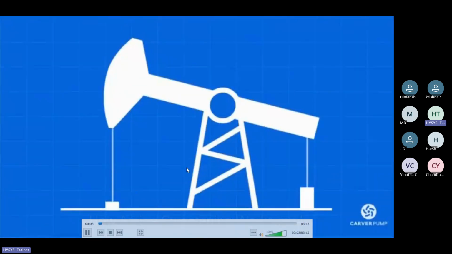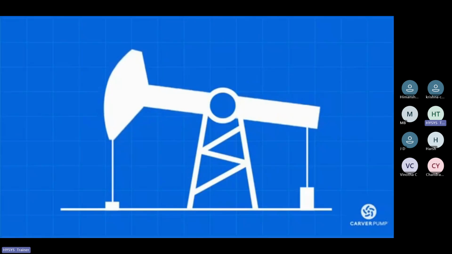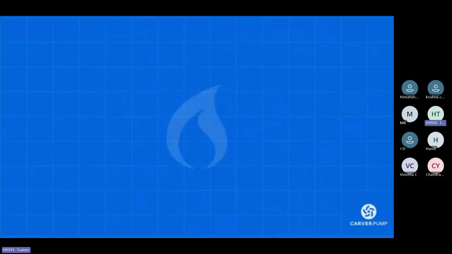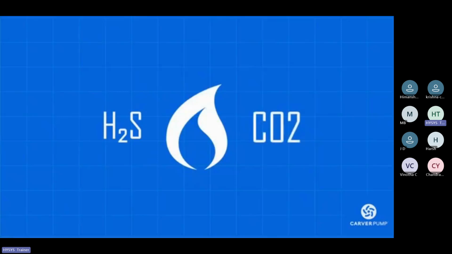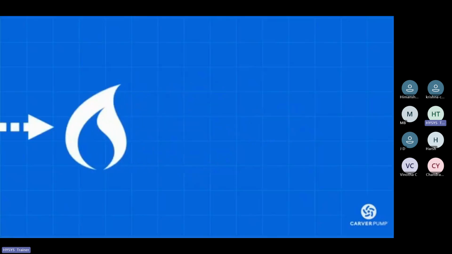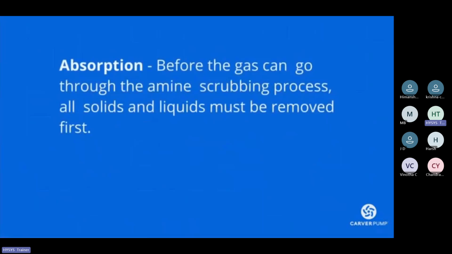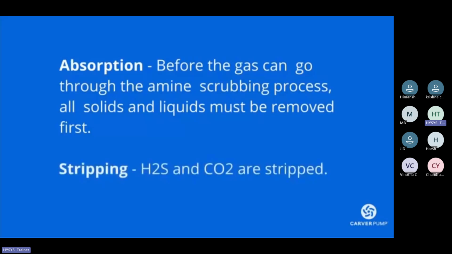Amine sweetening is an important process in the oil and gas industry. With it, natural gas is stripped of its hydrogen sulfide and carbon dioxide, preparing the gas for sale or further processing. In this video, we're going to have a look at some of the inner workings of amine sweetening. In particular, we are going to look at how the absorption and stripping system works.